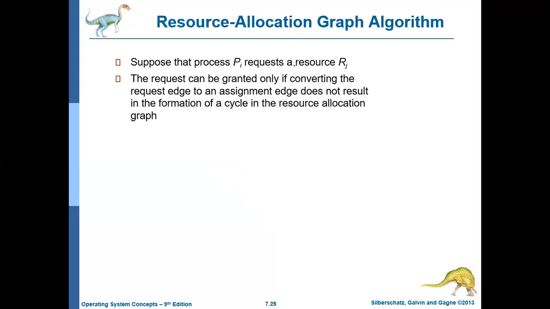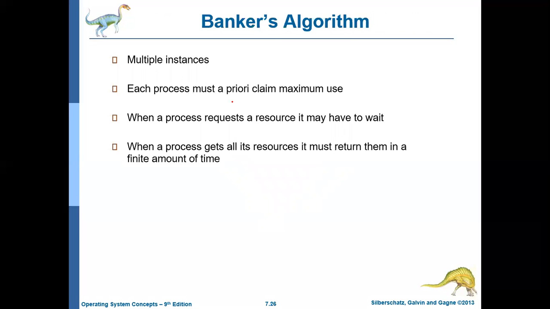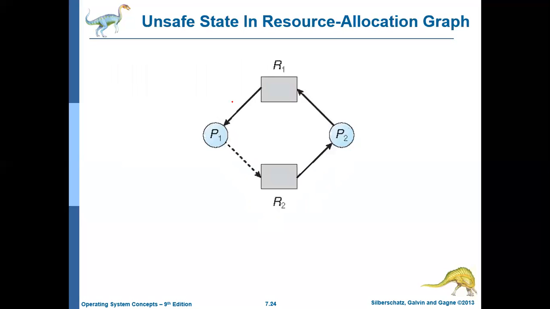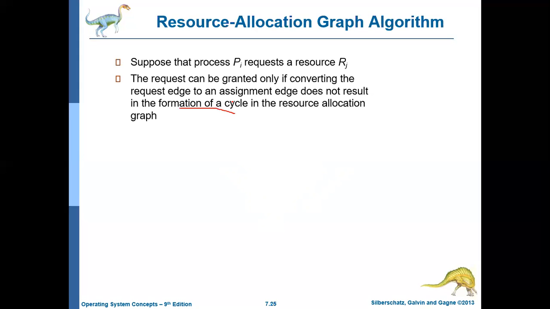Suppose the process Pi requests a resource Rj. The request can be granted only if converting the request edge to the assignment edge does not form a cycle in the resource allocation graph. If a cycle is created, then the request should not be granted. That's it about the resource allocation graph. So we have discussed the deadlock avoidance technique.